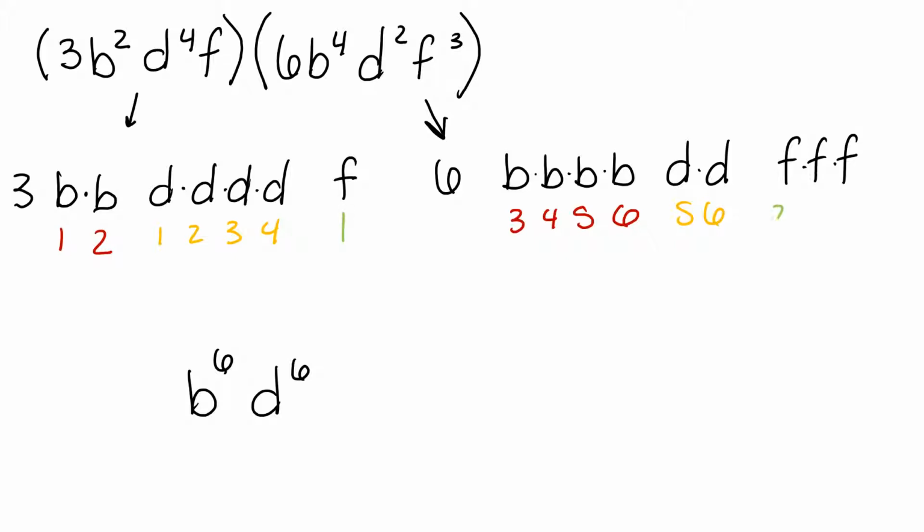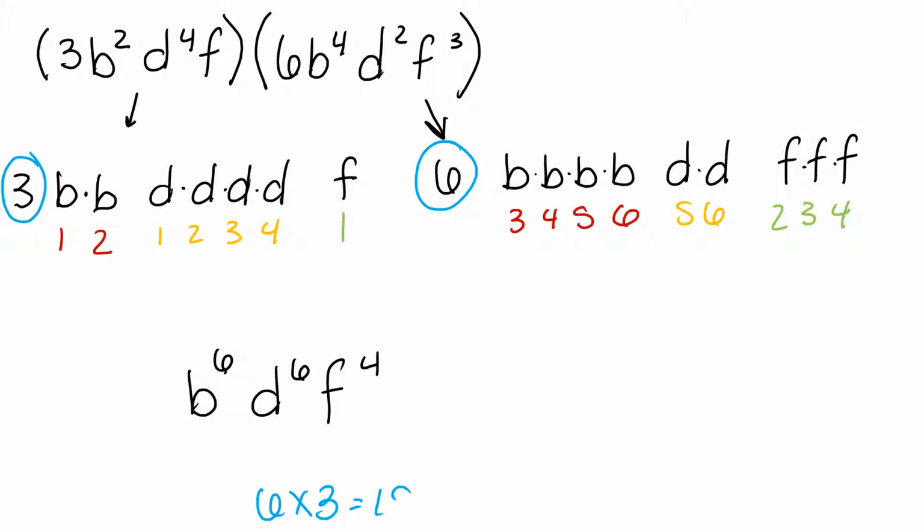And then we have 1, 2, 3, 4 f's, f to the 4th power. Again, we take our coefficients 3 and 6 and multiply them. 3 times 6 is 18. 18, b to the 6th, d to the 6th, f to the 4th.